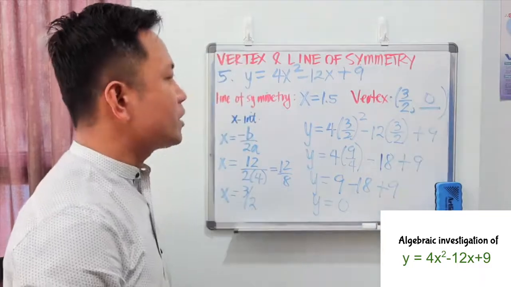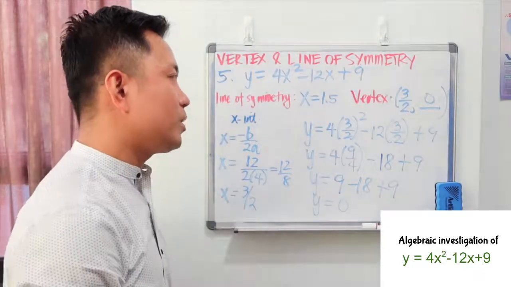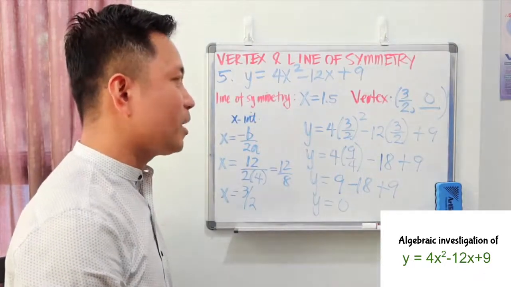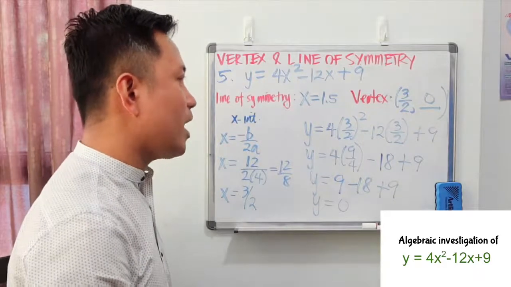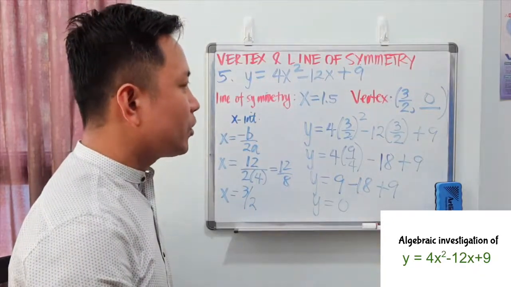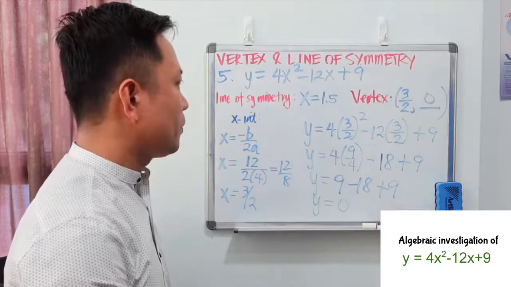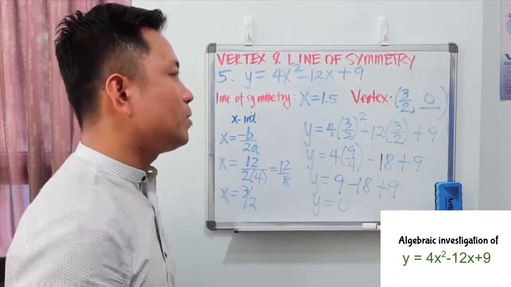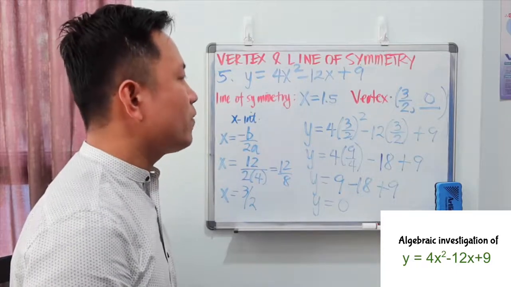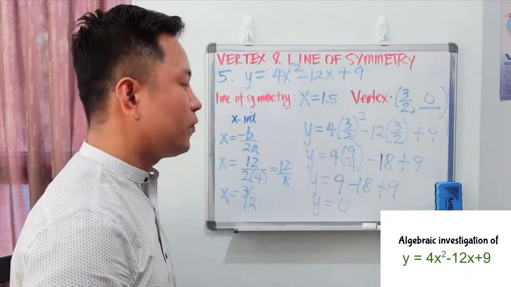Looking at the graph of this parabola, we know that there is only one x-intercept because the vertex is on the x-axis, 3 over 2, comma 0. And the line of symmetry will also pass through that vertex, so we have x is equal to 1.5.